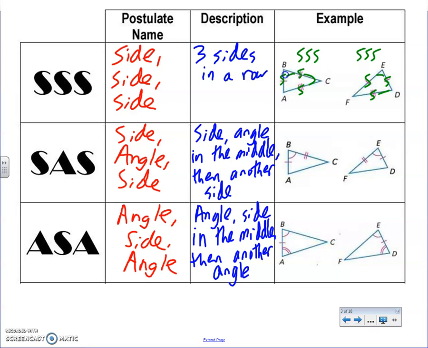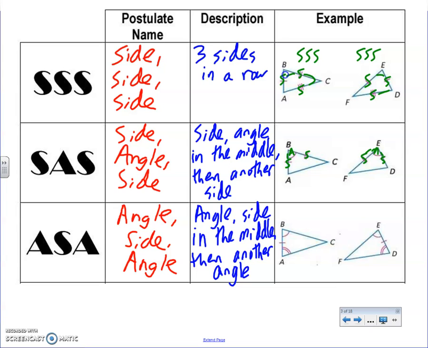This next one is SAS. That stands for side, angle, side. So it has a side, an angle in the middle, which is also called the included angle, then another side. In this picture, here's the side marks, here's the angle mark. The angle must be in the middle. Here's the side marks, here's the angle mark. These must be in the middle.